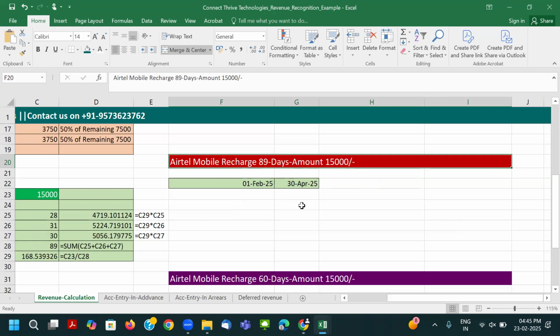So in this case, let's have a look at how the system will calculate revenue recognition all periods. Again, I'm explaining: the customer is doing a recharge for his mobile top up. It's a prepaid service, February 1st to 30th April, so total 89 days. Let's see how the system will calculate the invoice for him every month.